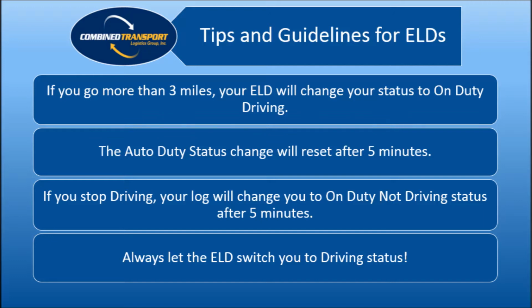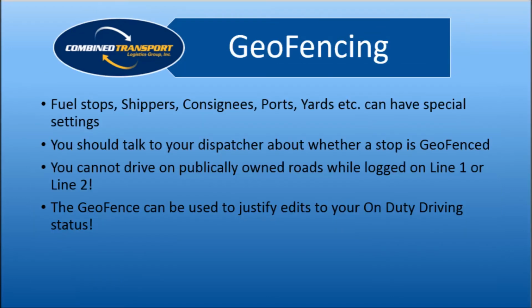You should not be switching yourself to driving mode. When you start driving, your log starts a timer. Once you have traveled 3 miles, your log will change to line 3 driving and start the driving line when it notices you driving. If you move less than 3 miles, the timer will automatically reset after 5 minutes. The same is true if you stop driving. When the log sees that you have been stopped for 5 minutes, it will switch you to on duty not driving and back your log up to the point where you stopped.